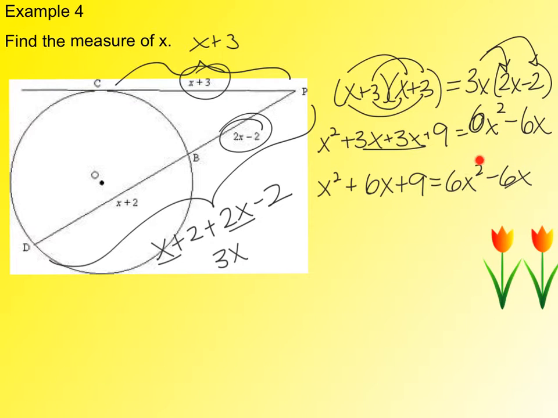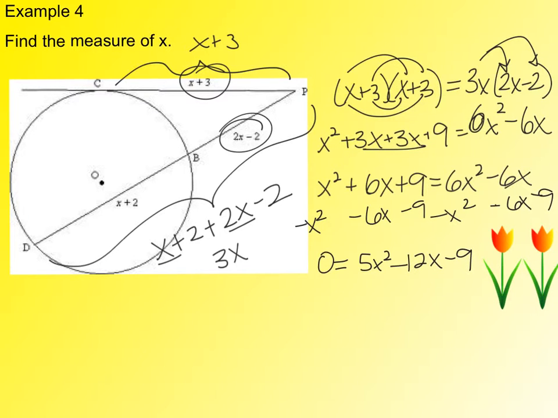Again, like in the last problem, I have that squared term, so that's a hint that I'm dealing with a quadratic. So I'm going to move everything over to the right-hand side of my equation. So I'll subtract x squared on both sides. I'll subtract 6x, and I'll subtract 9. That gets me to 0 equals 5x squared minus 12x minus 9.